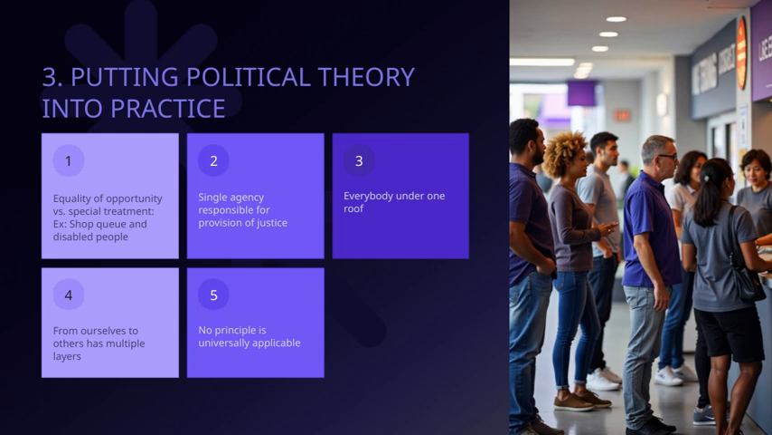Finally, we need to consider the distinction between equality of opportunity and special treatment. For example, think about a queue in a shop. Everyone should ideally have an equal chance. But when we talk about disabled people, sometimes special arrangements are made to ensure they can access services fairly. This highlights the nuanced balance between treating everyone equally and providing necessary accommodations.